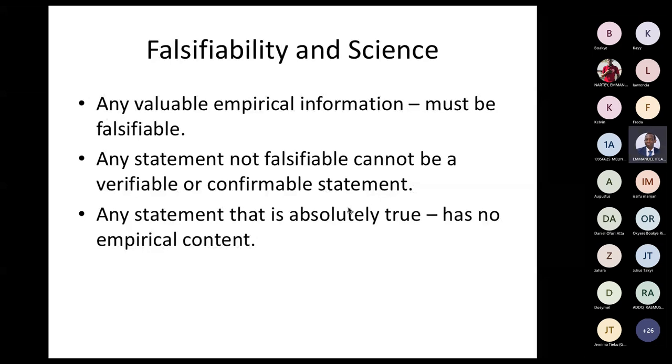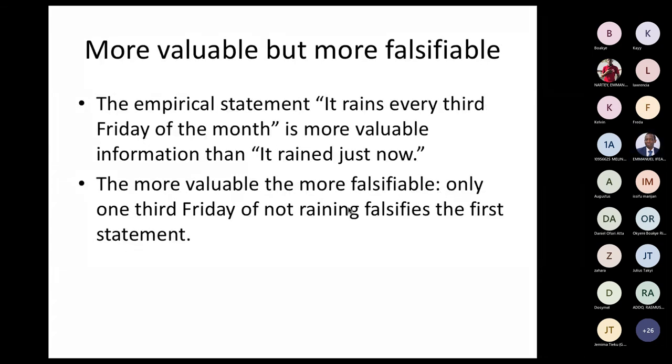Now, more valuable but more falsifiable. The more valuable an empirical statement, the more falsifiable it is. The more valuable an empirical statement in terms of how much it tells you about the actual world, the more falsifiable it will be. Take the empirical statement, it rains every third Friday of the month. It's more valuable information than it rained just now. It will give you more information compared to it rained just now.